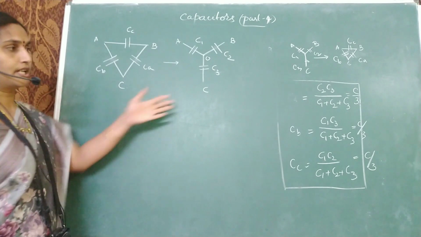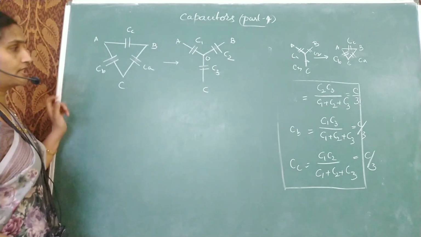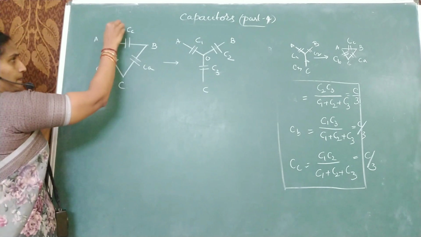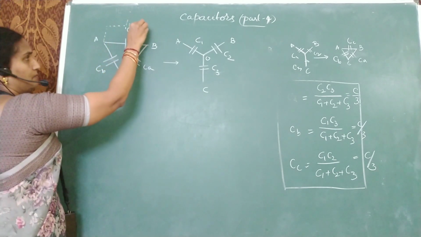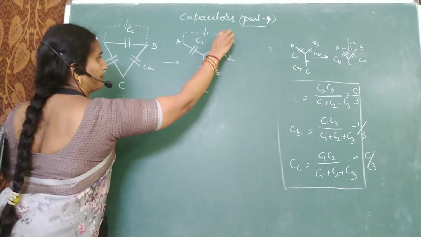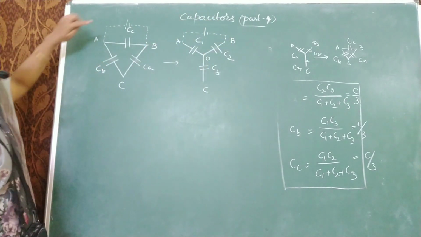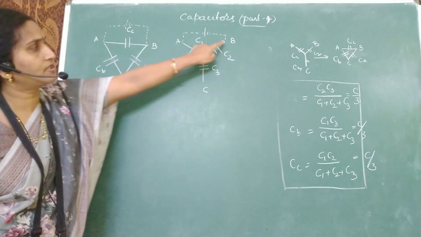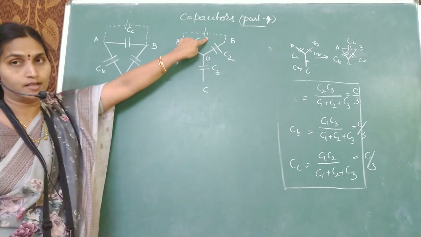Okay, look at how I got these relations. For getting the relations, first let us connect a power supply between A and B in both the cases. Suppose I have connected a battery between the terminals A and B. Here also I have connected a battery between the terminals A and B.